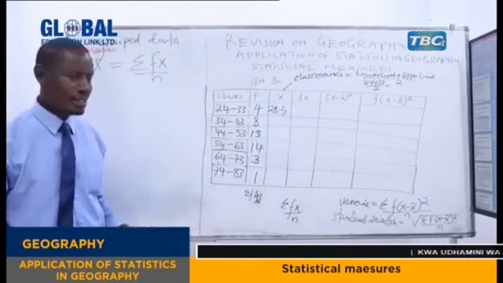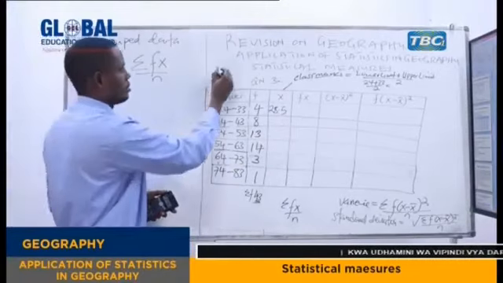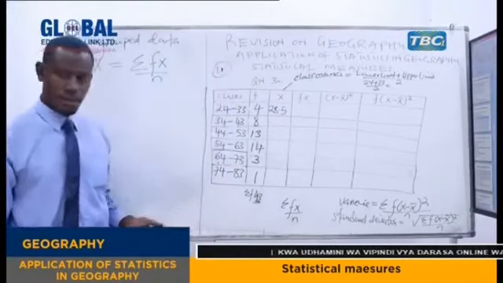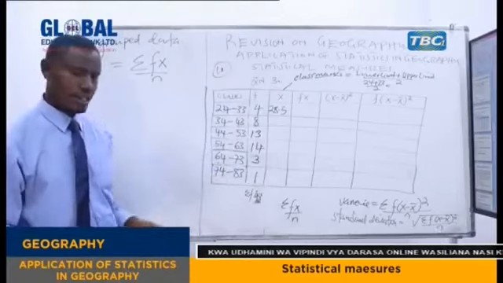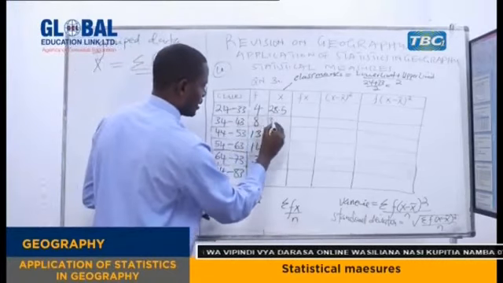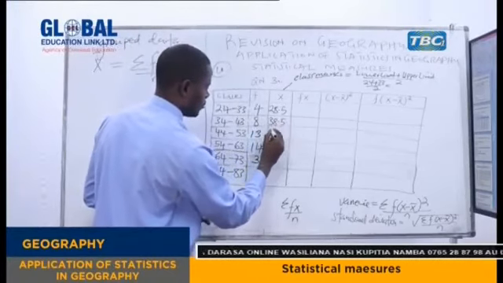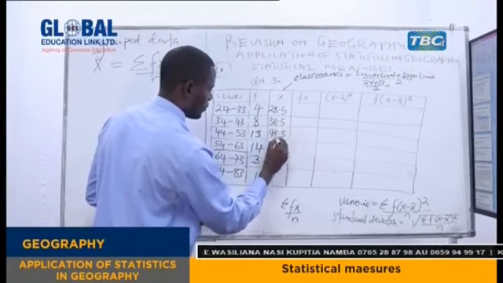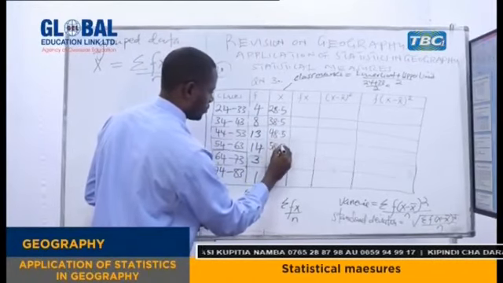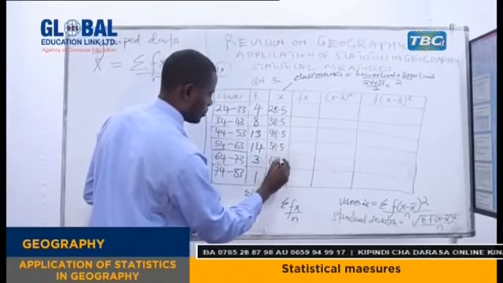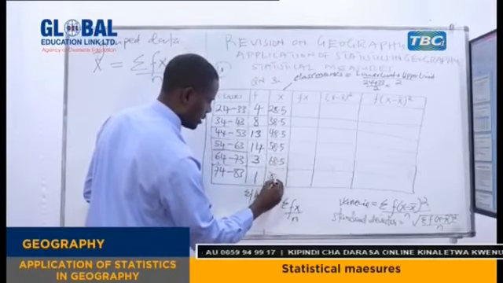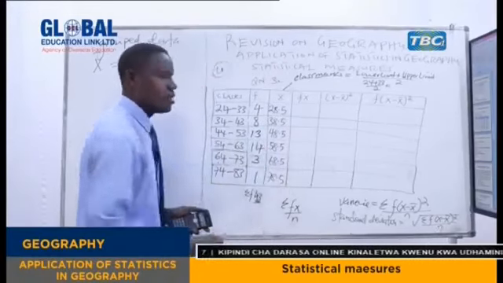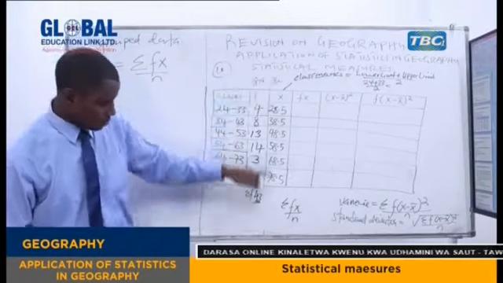So because we have the class size of 10, then we just add for the next class. So here we'll be getting 38.5. This will be 48.5. This will be 58.5. Here we get 68.5. And here we get 78.5. So already we have the data for the class mark.